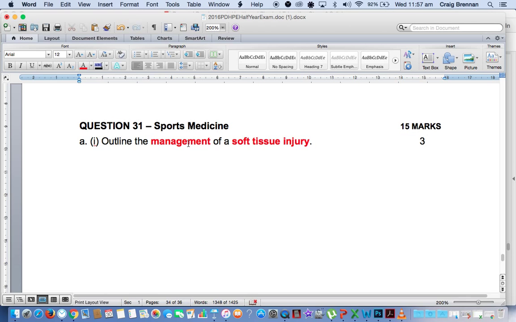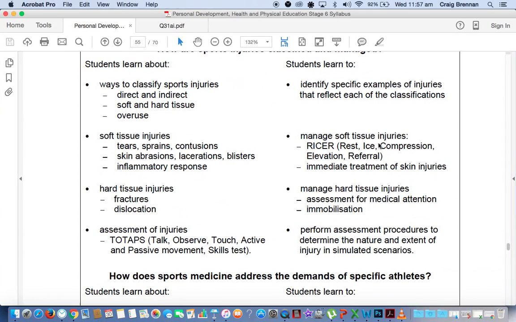So the management should have been an alarm bell for you to realise what area of the syllabus we're looking at. If we go and look at our syllabus, we'll see here that it says managing soft tissue injuries. In regards to this response, I was looking for, or we were looking for RISA.